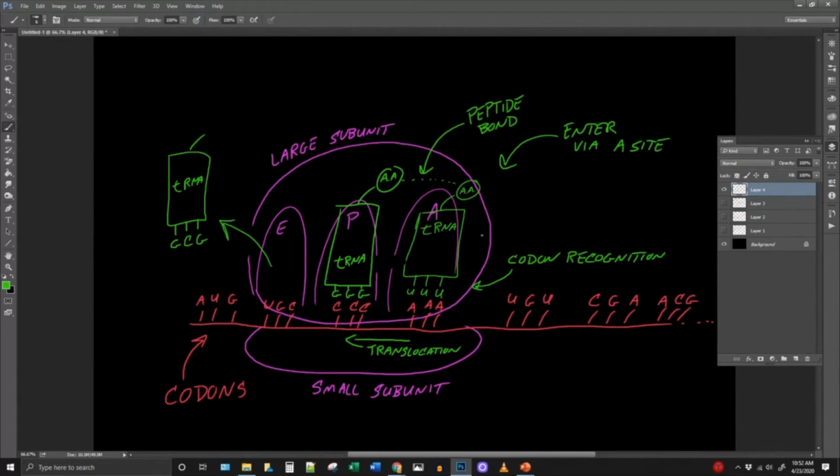And as this chain keeps going through, as we keep moving down 3 letters at a time, getting new codons and new tRNAs entering, we are going to get more and more amino acids being added to this chain. So over time, 3 letters at a time, the ribosome is going to synthesize a polypeptide through this process. And this is called translation.